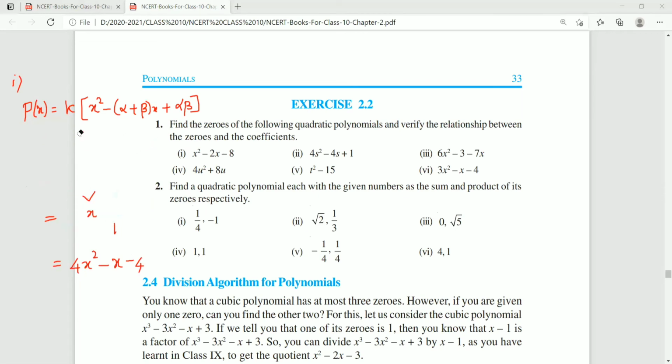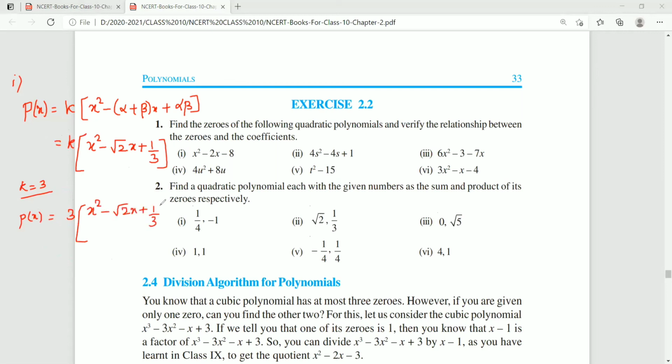So second subdivision, they have given the sum of the zeros as root 2 and the product of the zeros as 1 by 3. So it is k times x square minus sum of zeros into x plus product of zeros. So here the denominator is 3, so we can take the k value as 3. So the p of x will become 3 times x square minus root 2x plus 1 by 3. This we are doing just to avoid the fractions. So multiply inside, you get 3x square minus 3 root 2x plus 3 into 1 by 3. 3 will get cancelled. You get 1. Now let's see the next question.